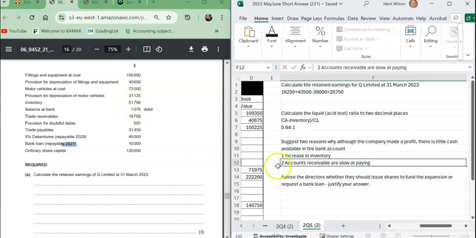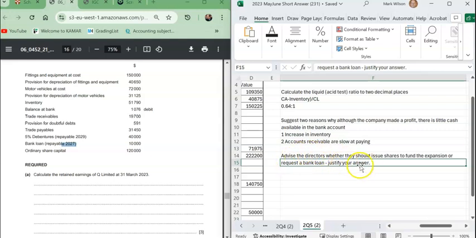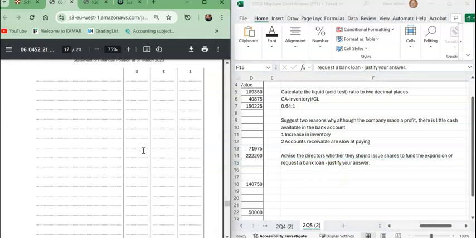So, yeah, a lot of solutions to get around that. One, you could get rid of some of your older stock, or take it back to the supplier. Owe the trade payables less, and that would increase that ratio. But let's advise the directors whether to issue shares to fund the expansion or get a bank loan. Let's read about the expansion first.